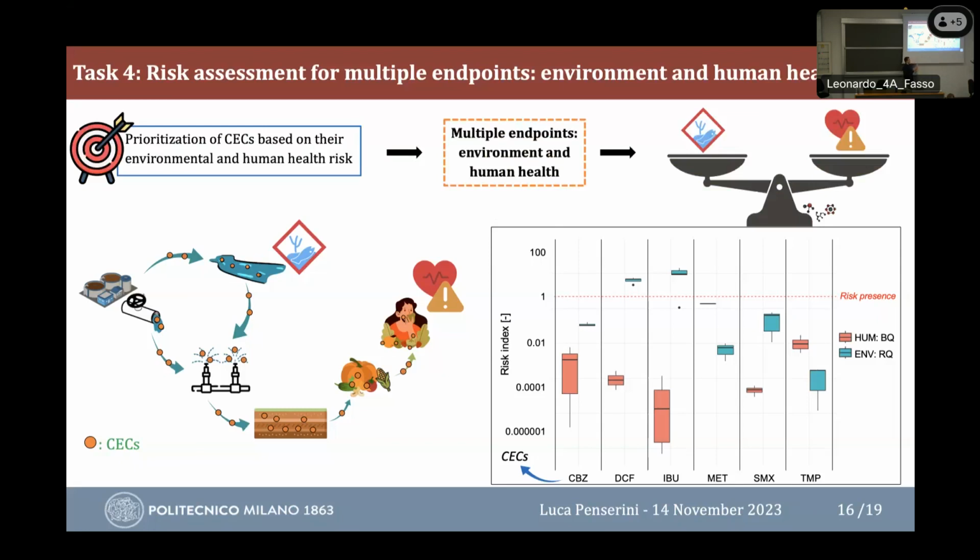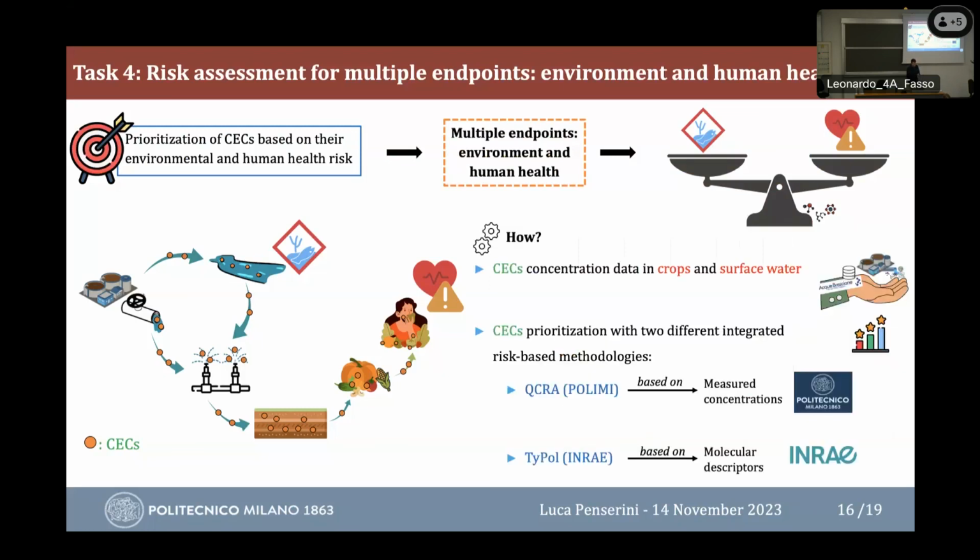identify a procedure to prioritize and, let's say, classify the contaminants, because we have a large amount of them present in the environment, but we can't address all of them in the same way, or, for example, monitor all of them. We need to prioritize them, and the idea is to do it based on both the environmental and the human health risk, which usually are evaluated separately. How to do that?